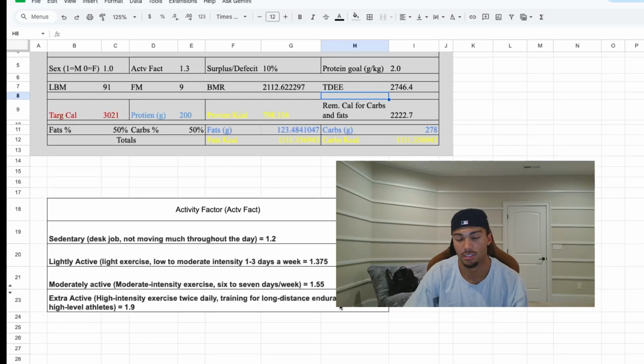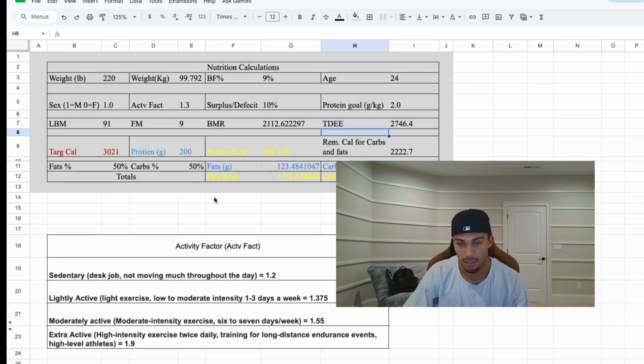If you have a sedentary desk job, you're not moving that much, it's at 1.2. Lightly active, light exercise, 1 to 3 times a week, 1.375. Moderately active, moderate exercise, 6 to 7 days out of the week, 1.55. And then extra active, this is for athletes, people who sweat buckets during the workouts, people who work out twice a day, people who are doing long distance endurance events. You got a 1.9.